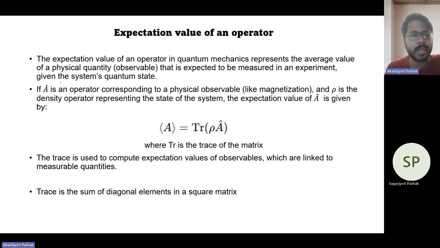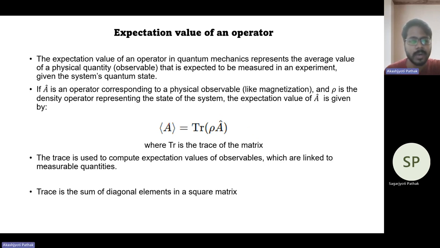If there is an operator A corresponding to a physical observable, like magnetization, spin angular momentum, or energy, and rho is the density operator representing the state of the system, then the expectation value of A is given by the trace of the product of the density operator rho and this operator A.